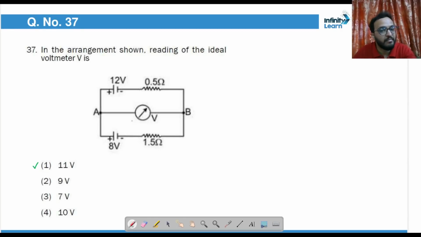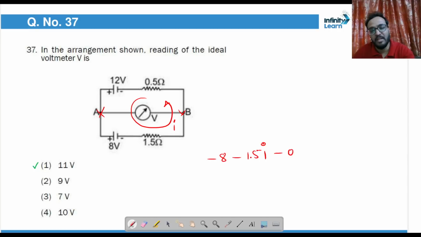37. Now this is a very simple question. See, they want the potential difference between point A and B. Very simple. First of all, find out the current in the circuit, right? So it will be from here: minus 8 is the drop, minus 1.5 I is the drop, minus 0.5 I is the drop, plus 12 is the rise. This is 0. So what is the value of I? Just tell me. We will say 4 is equal to 2I. So I is equal to 2 ampere.